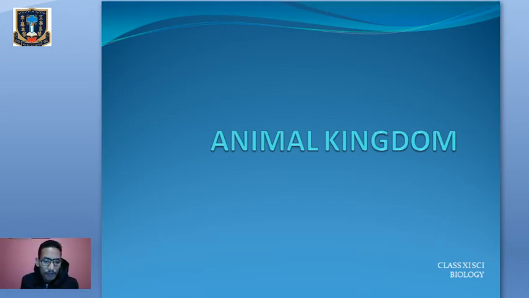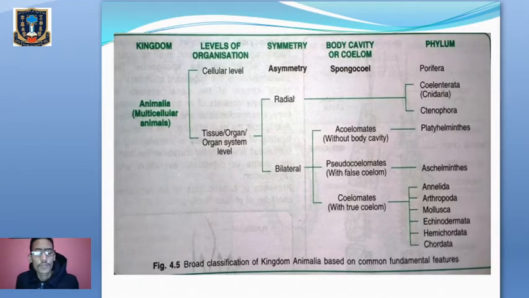Welcome to biology class. So we are dealing with the chapter Animal Kingdom. In the last class we have learned about the basis of animal classification. Clear? We have seen the different parameters by which we are able to classify the animals into different phyla. Okay, so we'll continue with that topic only. So now let us see what the different phyla under the animal kingdom are.